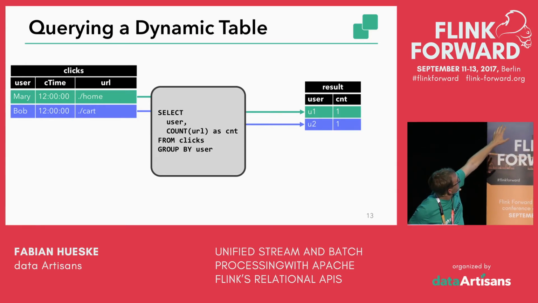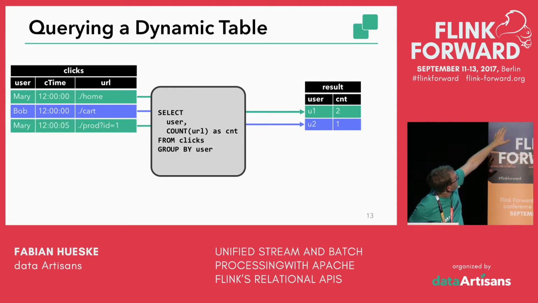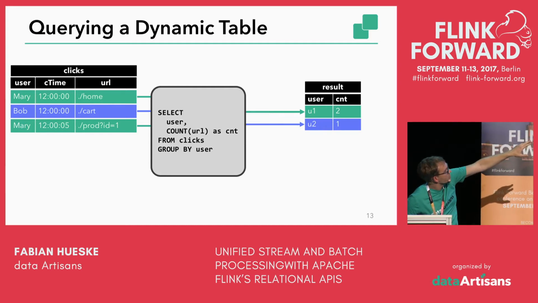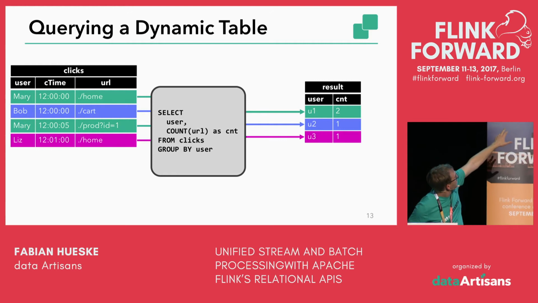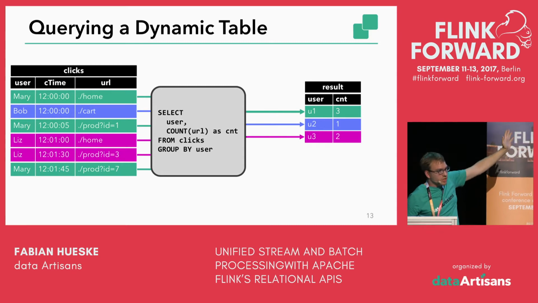So next, we get another entry. Now it's a user Bob. We get a new entry over there. We get another entry for Mary, so we increase the count there to 2. We get a completely new user, we have another count of 1, and so on. So we basically increase the counts as more data arrives here.